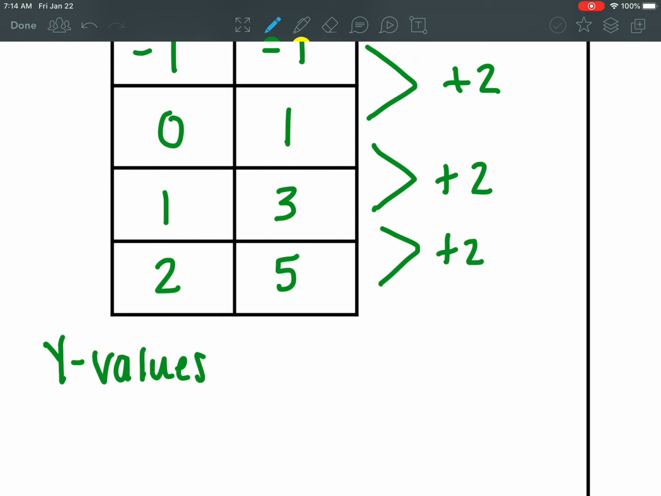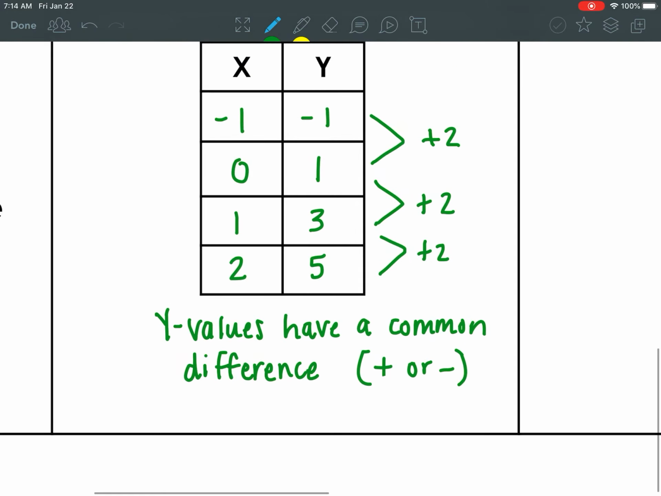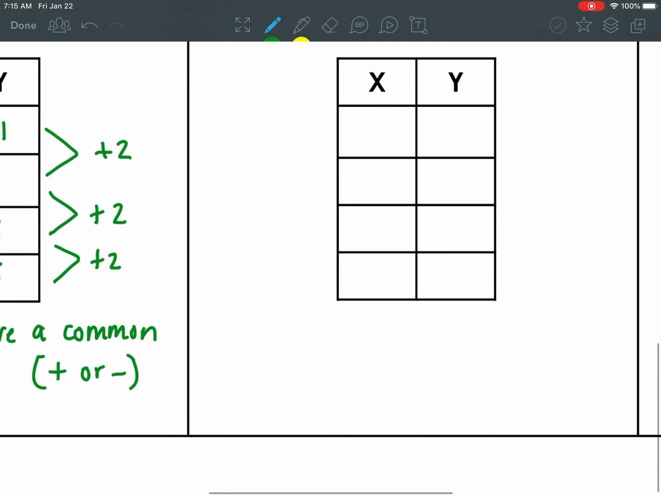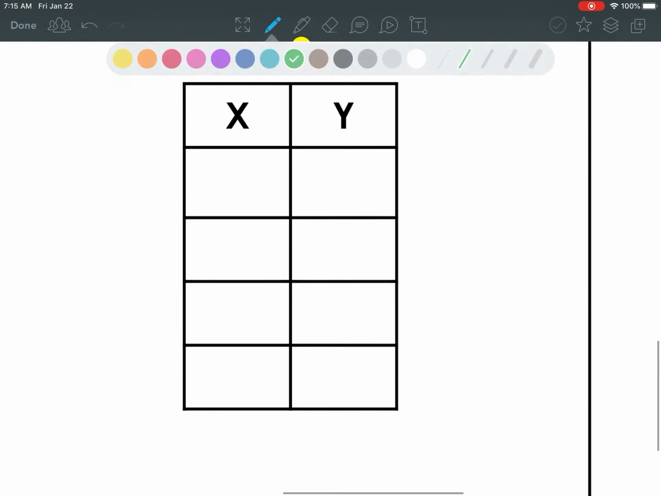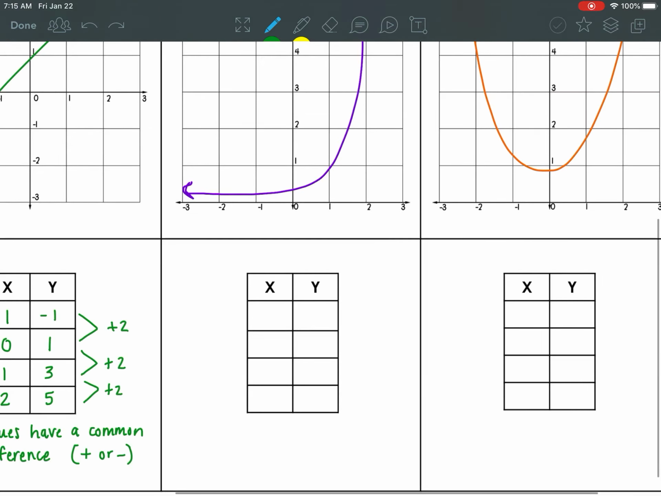So y values have a common difference. So we're either going to be adding or subtracting. And it has to be add or subtract the same number over and over in order to be linear. So that common difference in that one is +2, adding 2, okay?